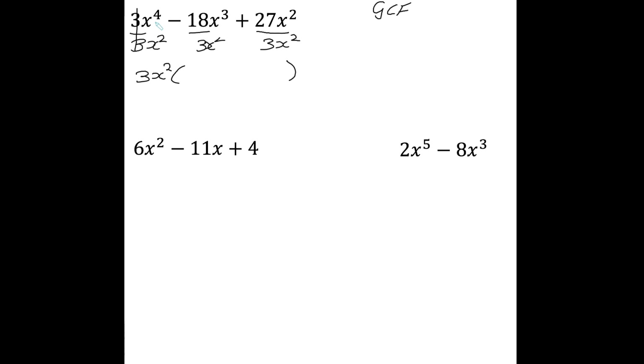The 3's cancel. X to the 4th divided by x squared is x squared, minus 18 divided by 3 is 6, and x to the 3rd divided by x squared is x, plus 27 divided by 3 is 9. And the x squareds cancel. Now inside of the parentheses is a basic trinomial, and you should try to see if you can factor this.